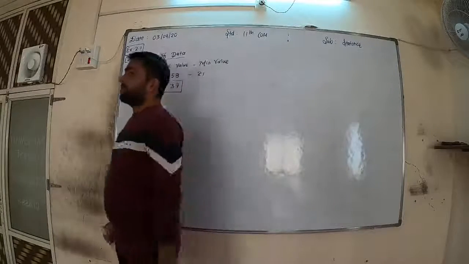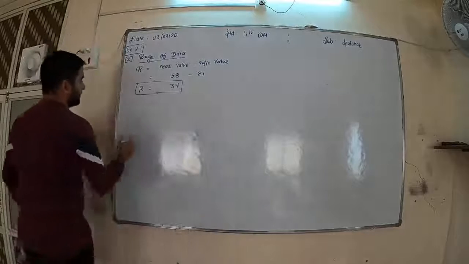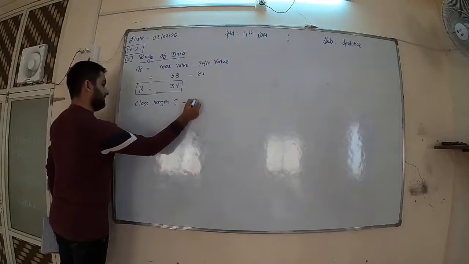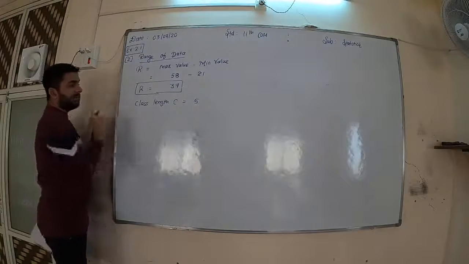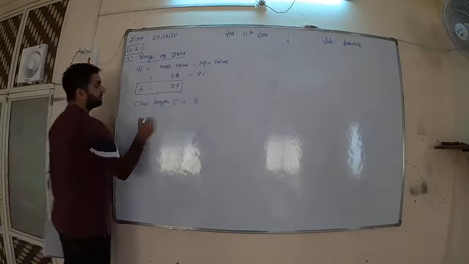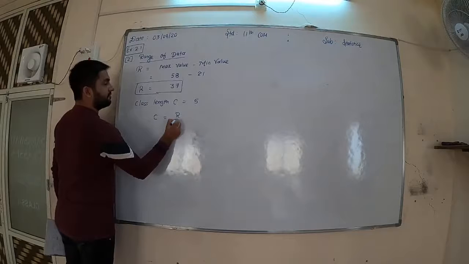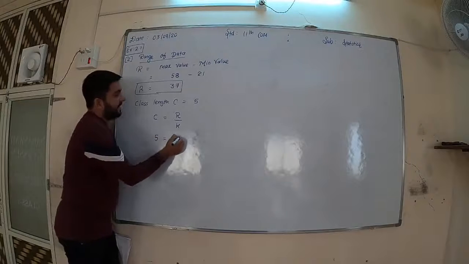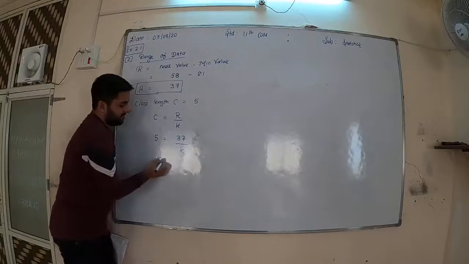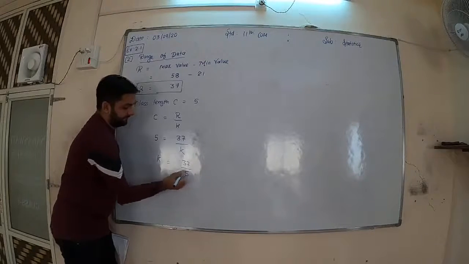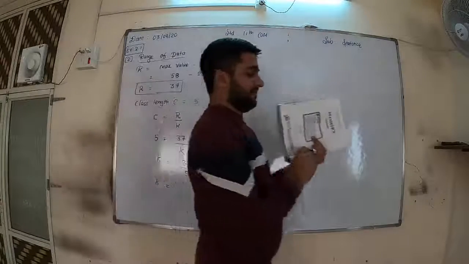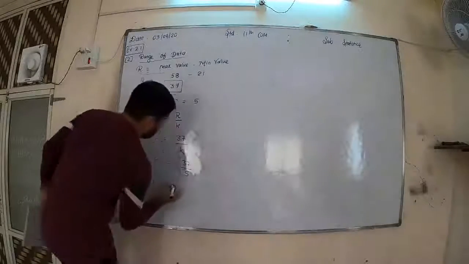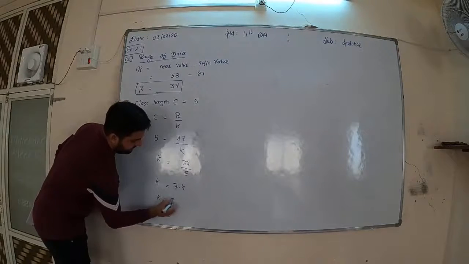Now, depending on that, and also they have given class length C is equal to 5. When both these things are given, we have a relation: C is equal to R upon K, where K means number of classes. Now this C is 5, R is 37 by K. So K will come here and 5 will go there. So number of classes is 37 by 5, which is 7.4, so K is 8.